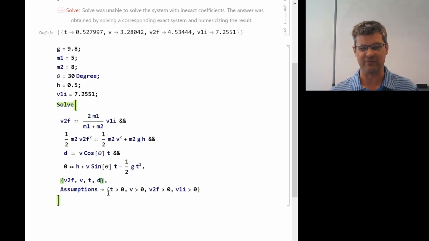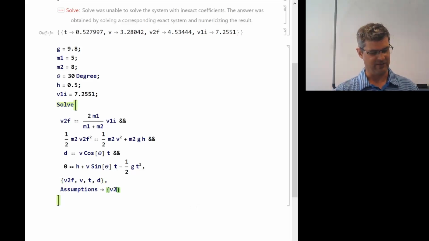And just as we had before, we're going to set up our assumptions in such a way that v2 final is positive, v is positive, t is positive, and d is positive. Okay, well, what do we find now?